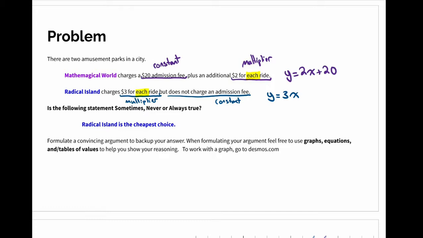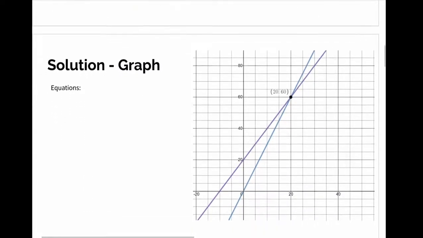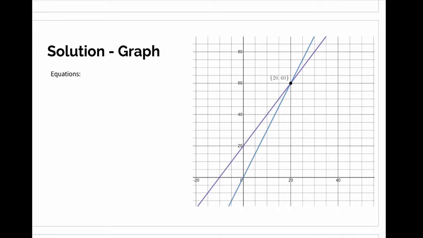So pause the video, go to Desmos, enter these two equations into separate lines, and graph them, and hopefully what you get is something like this. So these are your two graphs. Again, just as a reminder, the equation for the one was y equals 2x plus 20, and the other one was y equals 3x. If you're working on Desmos, usually when you hover over them, you should see a gray dot come up. If you click, it will give you the actual coordinates of that, and they usually only show key coordinates.